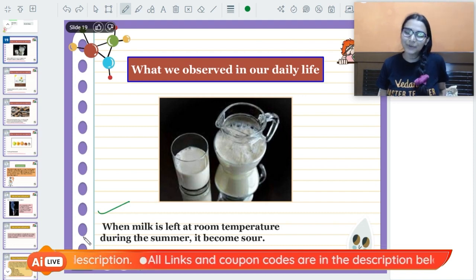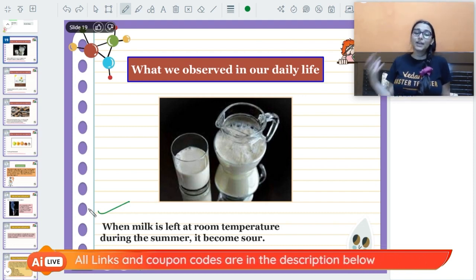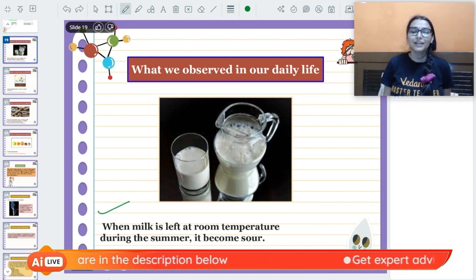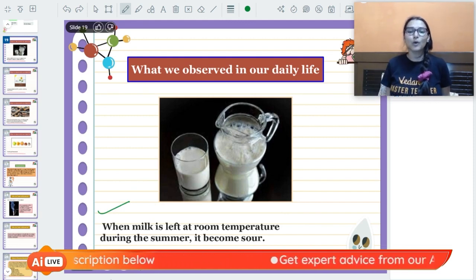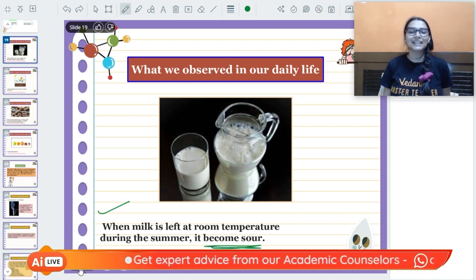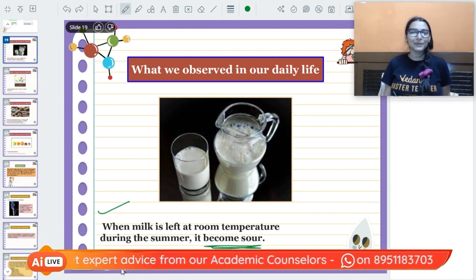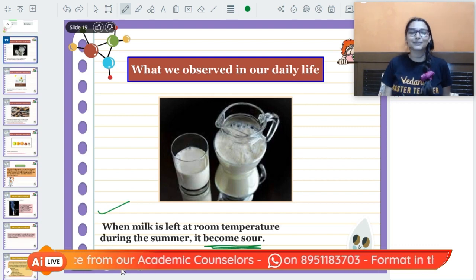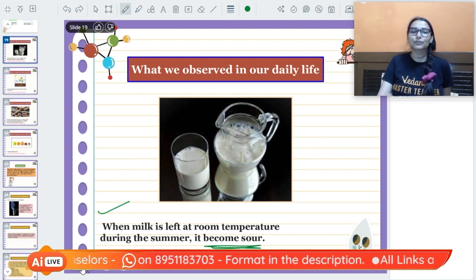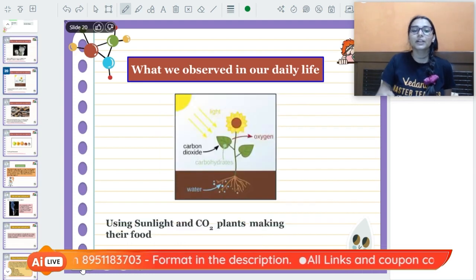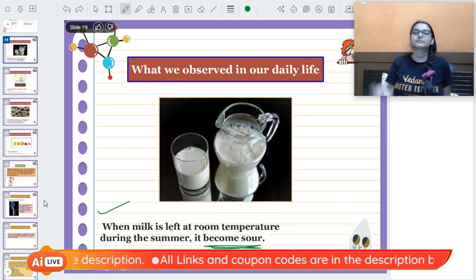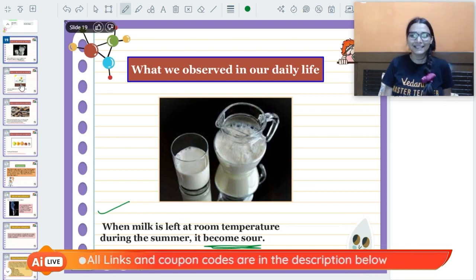So has it happened with you also, guys, that you have left the milk at room temperature during the summer, and by morning you see this milk cannot be consumed now because the milk is sour to taste, isn't it? So what happens when milk is left at room temperature during the summer? It becomes sour in nature. What could be the reason for this? We will come back and discuss.